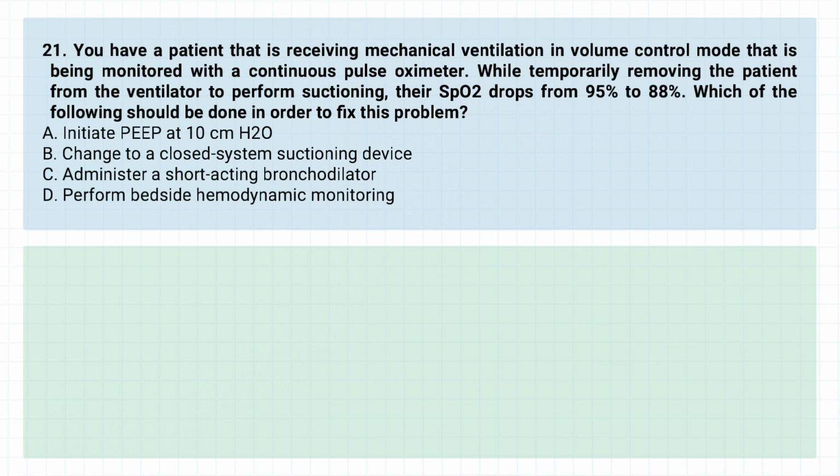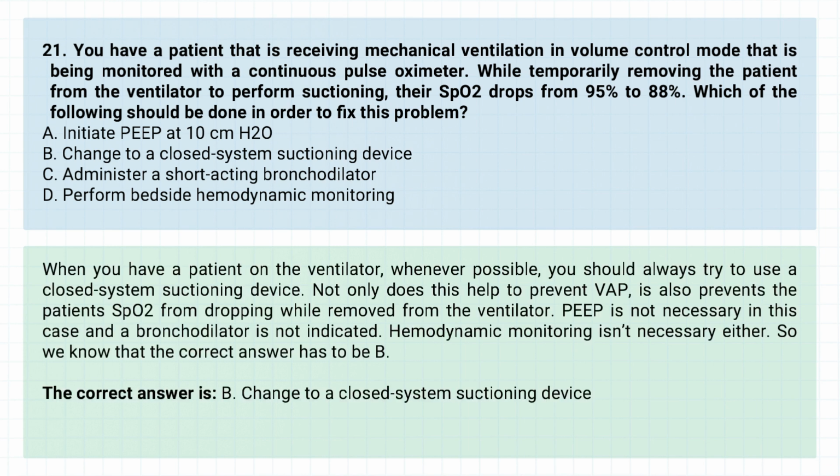D. Perform bedside hemodynamic monitoring. The correct answer is B. Change to a closed system suctioning device. When you have a patient on the ventilator, whenever possible, you should always try to use a closed system suctioning device. Not only does this help to prevent ventilator-associated pneumonia, it also prevents the patient's SpO2 from dropping while removed from the ventilator.